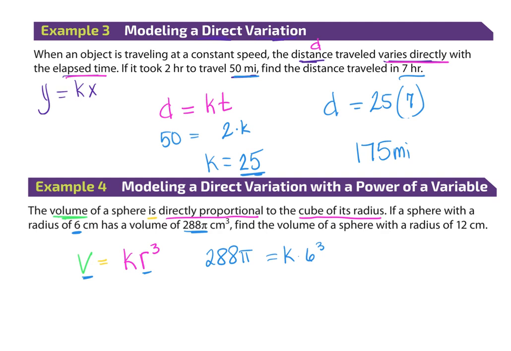So how do I solve for K? Well, I divide by 6 cubed. So I'm going to say K is going to equal 288 pi over 6 cubed. It actually reduces all the way down to 4 over 3.